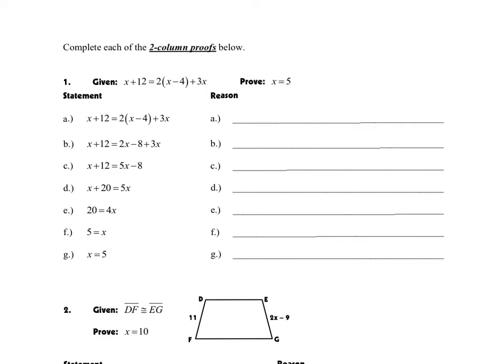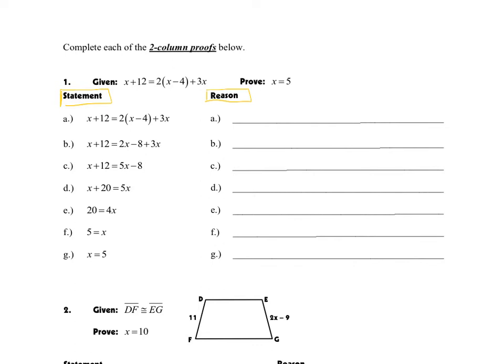And so we're going to have to use what we know about our algebraic properties to be able to do so. Our two-column proof is set up so that we have on the left side our statements and on the right side our reasons. And you're going to see that as we start today the statements are going to be given to us and we're going to fill in the reasons.